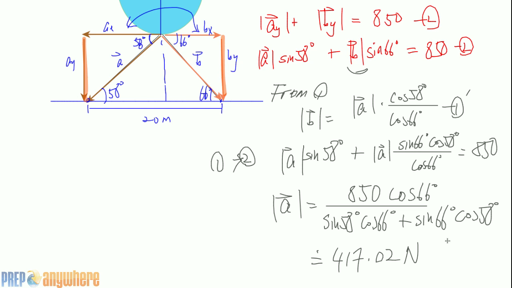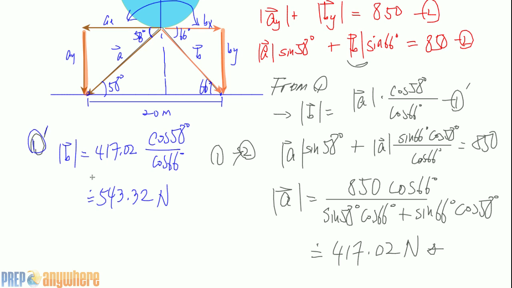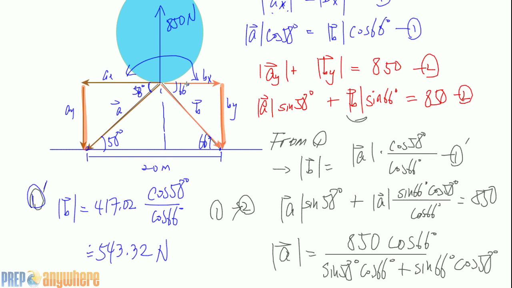Okay, so we found the magnitude of A. So we can go back to this equation here, 1 prime. Let me use a different color, 1 prime. And from there we know that B is going to be 417.02 times cosine of 58 divided by cosine of 66. Okay, so that's the force of the second vector B. That's a tension force. We call that a tension force on a tension of the wires.